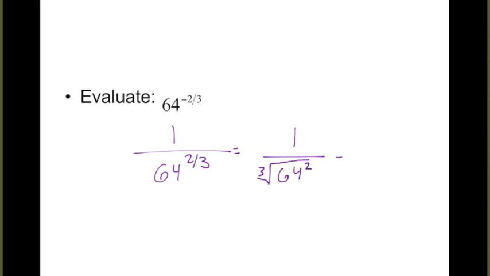Cube root of 64. What times itself 3 times is 64? 4. And 4 squared is 16. So we get 1/16. Questions?